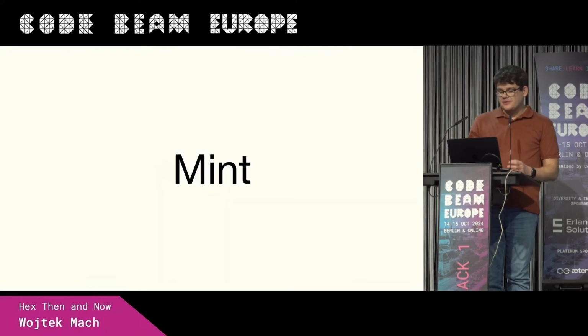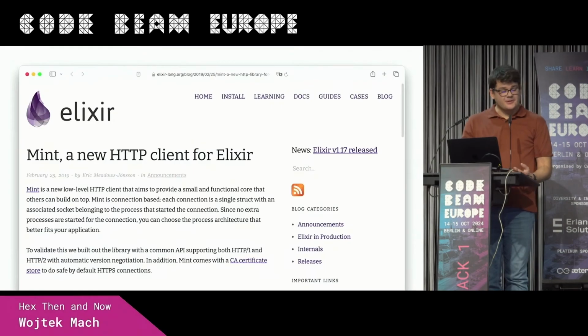I wanted to talk about a couple packages in particular, which is kind of an impossible task because there are almost 20,000 packages. So this is going to be extremely subjective, but I wanted to talk about a library called Mint. To me, this is one of the most influential packages for me personally. And the funny thing is, I don't even use it that much directly. I use it indirectly all the time. Mint was announced on the Elixir blog as a new HTTP client for Elixir.